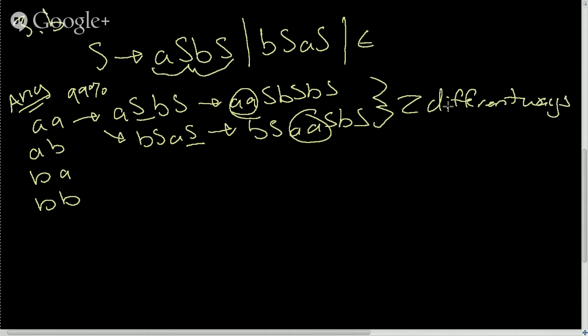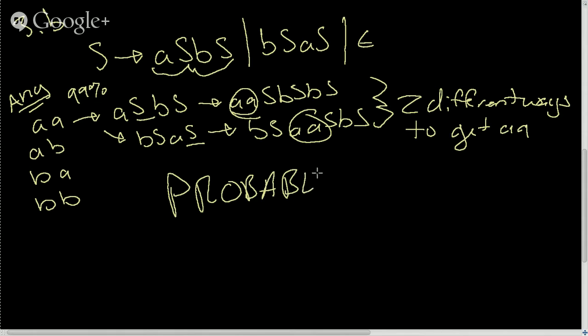to get AA. And we can stop right there. We don't have to go farther because we've already found that this language is probably ambiguous. And I will write that word in all caps, probably ambiguous.